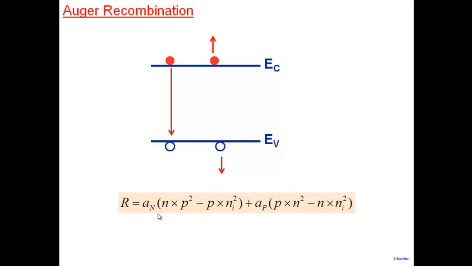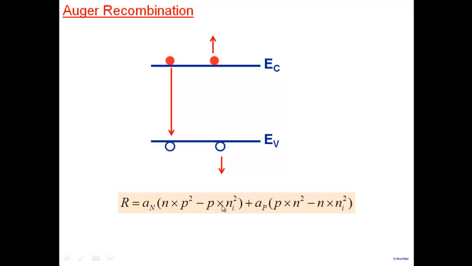Recombination rate is some constant, n times p square minus p ni square. What does this first part represent? Which part do you think it represents? N into p square. Recombination requires N and P. Can you see here? Recombination requires what? A hole, and it requires another hole, because you require this hole for recombination, but you have to release this energy to another hole here. And that's why you see here a P square. And it requires obviously the presence of an electron, and that's why you see N into P square here.